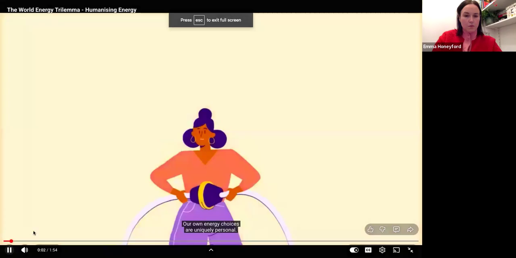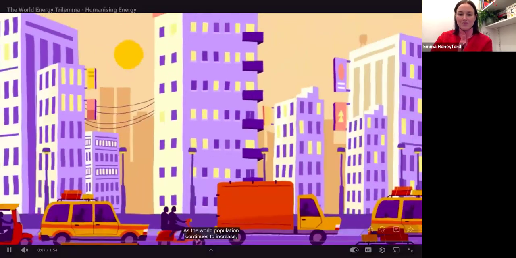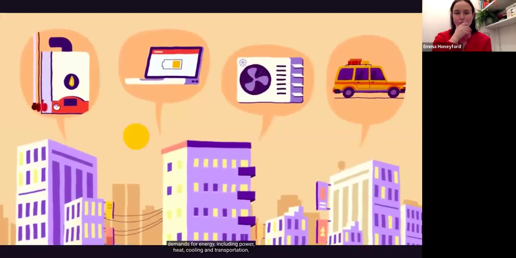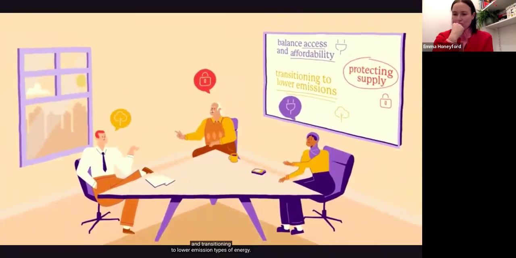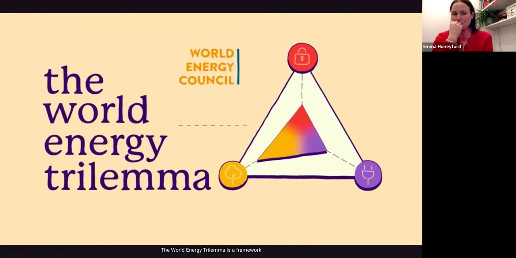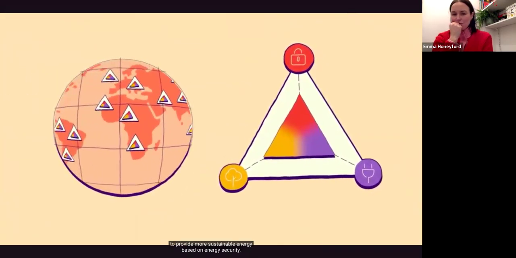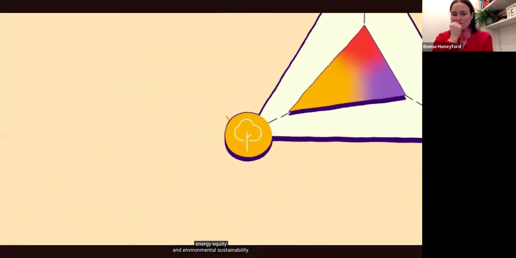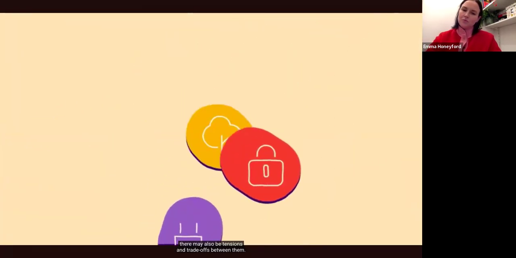Our own energy choices are uniquely personal. They touch every part of our lives. As the world population continues to increase, demands for energy, including power, heat, cooling, and transportation, are growing with it. Choices may need to be made to balance access and affordability, protecting supply and transitioning to lower emission types of energy. The World Energy Trilemma is a framework designed by the World Energy Council to evaluate countries' ability to provide more sustainable energy based on energy security, energy equity, and environmental sustainability. While these dimensions can work in synergy, there may also be tensions and trade-offs between them.